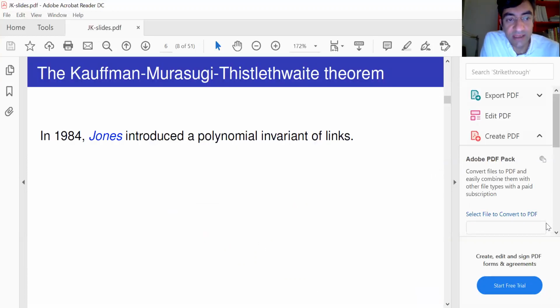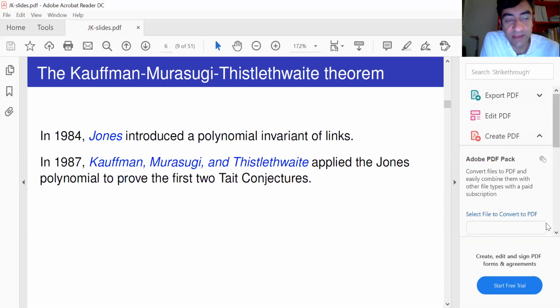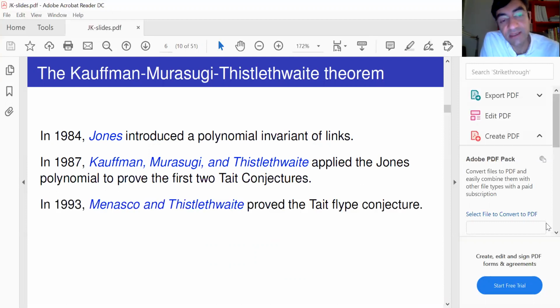In 1984, almost 100 years later, Jones introduced the polynomial invariant of links. And then in 1987, Kauffman, Murasugi, and Thistlethwaite applied the Jones polynomial to prove the first two Tait conjectures. And in 1993, Menasco and Thistlethwaite proved the Tait flyping conjecture.